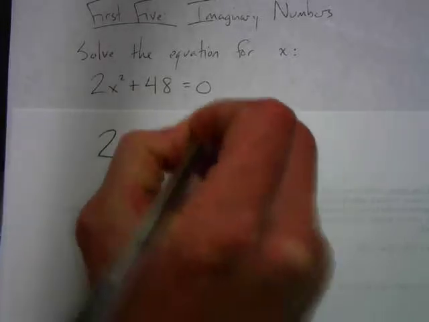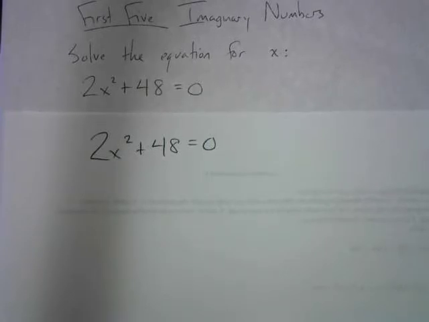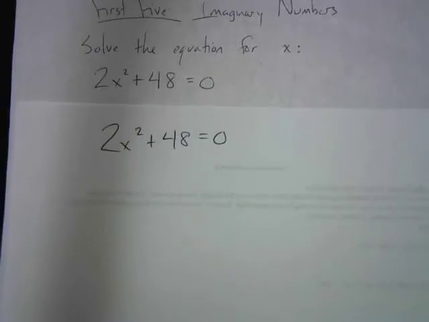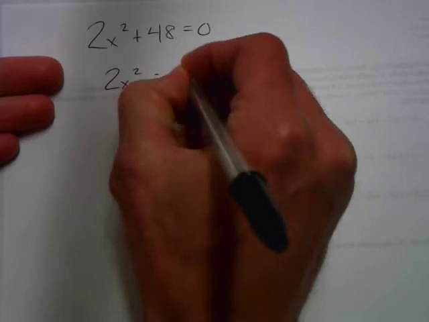It's already equal to 0. We can divide everything by 2, or maybe we can solve using square roots, and all sorts of stuff. And that's what I want to do. I want to solve this using square roots, using all my previous knowledge. So I'm going to subtract 48 from both sides, and so I have 2x squared equals negative 48.